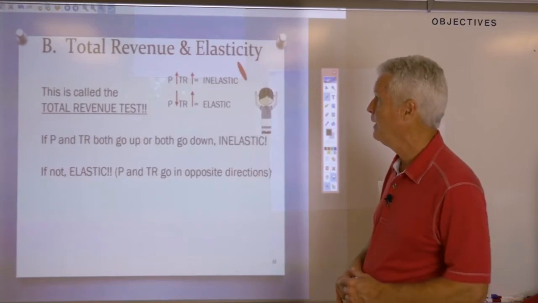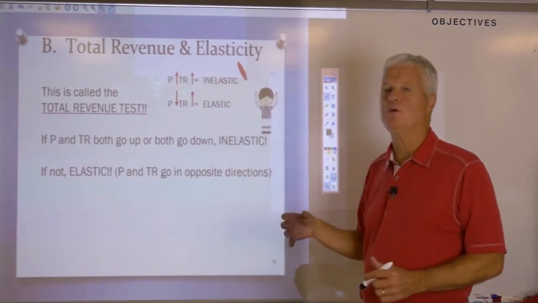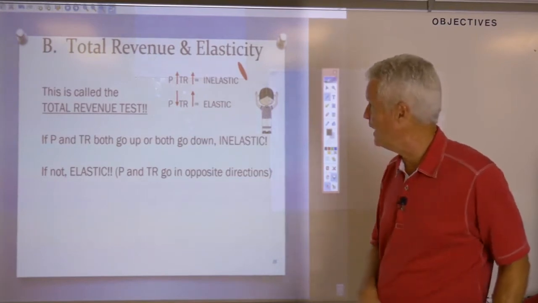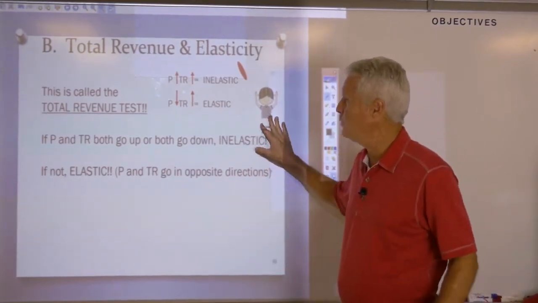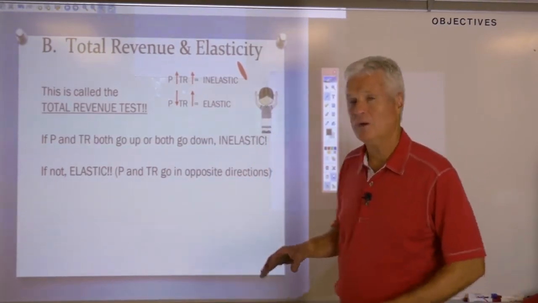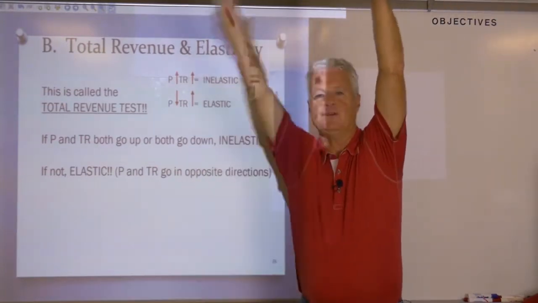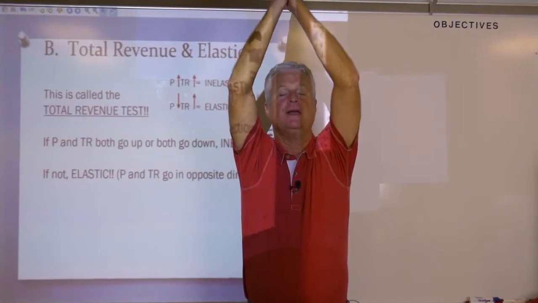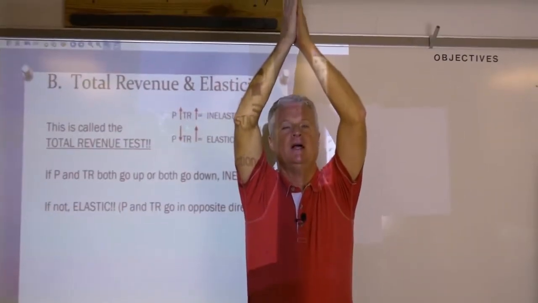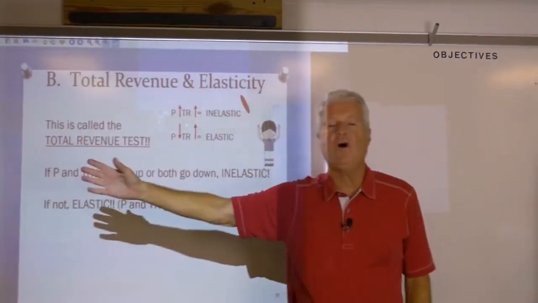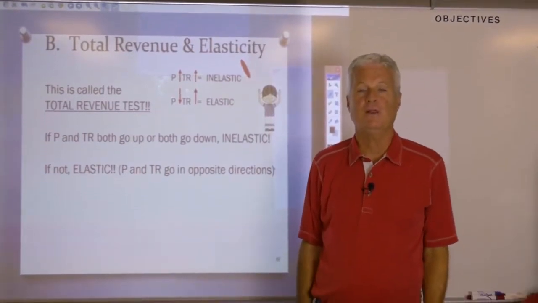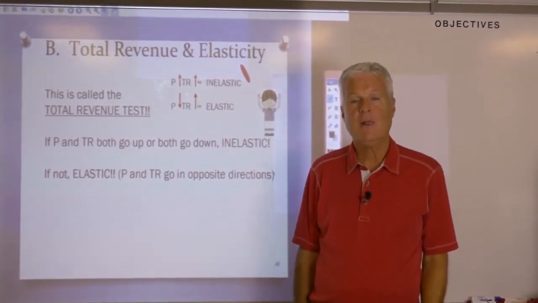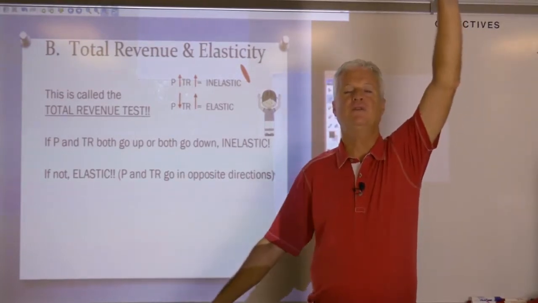This is called the total revenue test. Make sure you have this down because this is really important. And I got my little helper right here to show you how to do it. If the price rises and the total revenue rises, what do I look like? I look like an I. That means it's inelastic. If the price falls, the total revenue falls, what do I look like? I look like an I. That's inelastic.